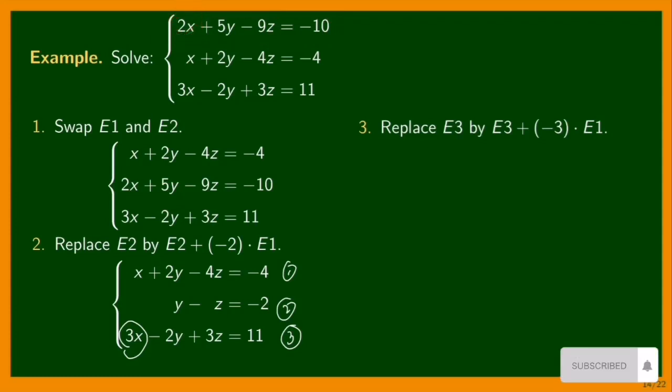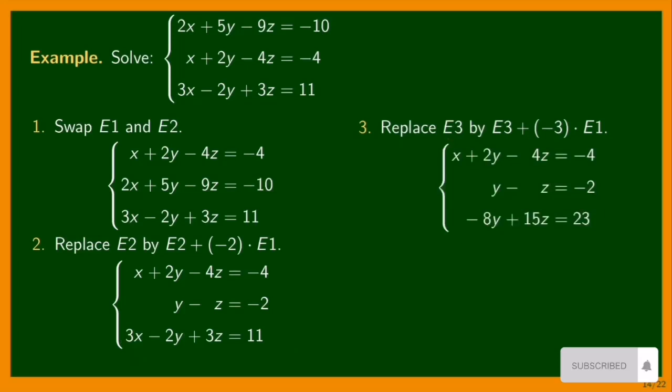In that case, okay? So, let's go back. Replace equation 3 by equation 3 plus negative 3 times equation 1. This is what will happen. So, you see, the x's below are now eliminated.